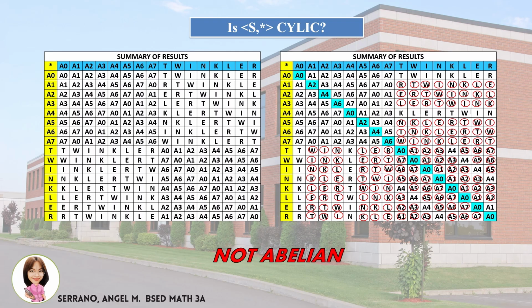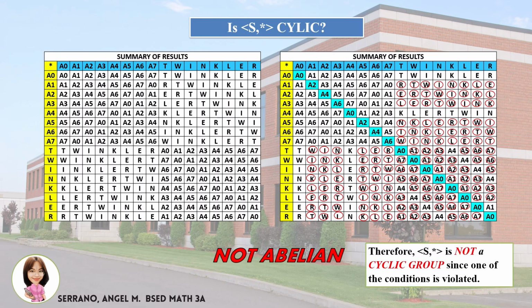Since this condition is not satisfied, we can automatically conclude that it is not a cyclic group. Since the two conditions, which are that it must be abelian and it must have at least one generator, must both be satisfied. However, in this case, one of the conditions, which is abelian, is violated. So therefore, we can conclude that it is not a cyclic group. And we will not go any further in determining whether this group has at least one generator, since the abelian condition is already not satisfied.